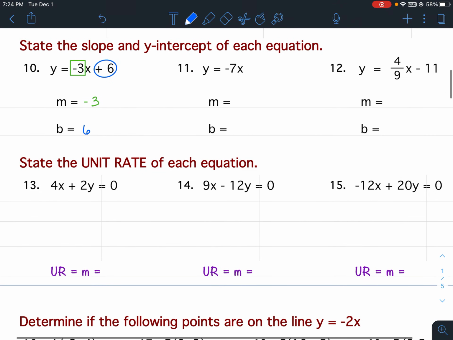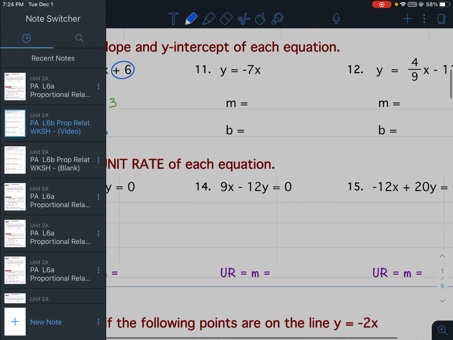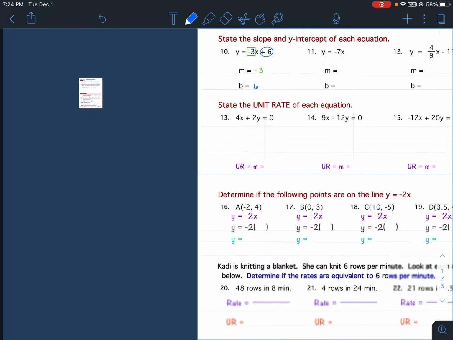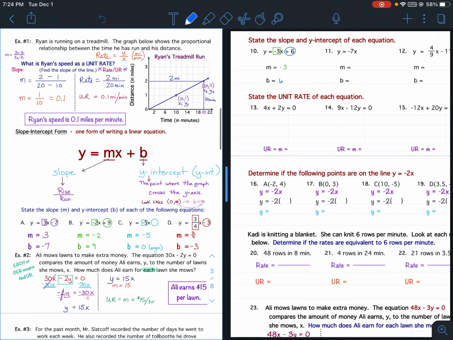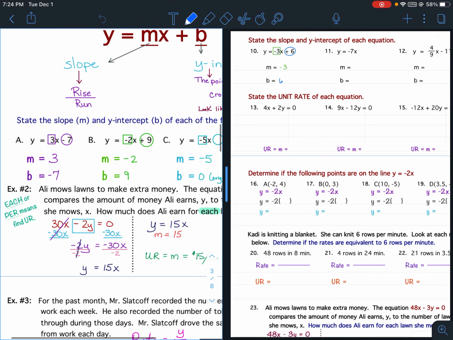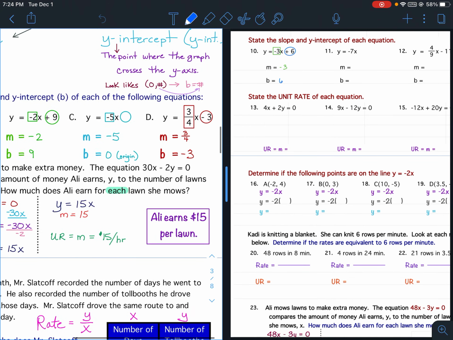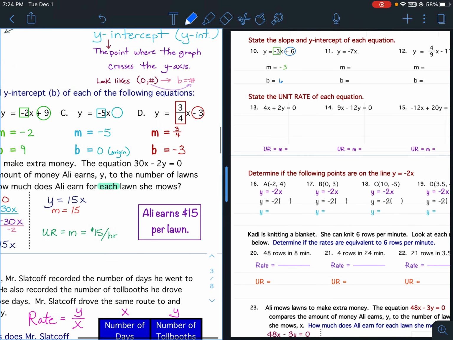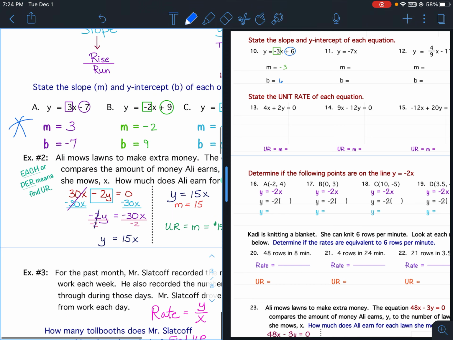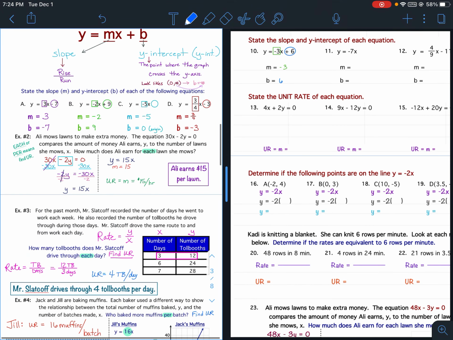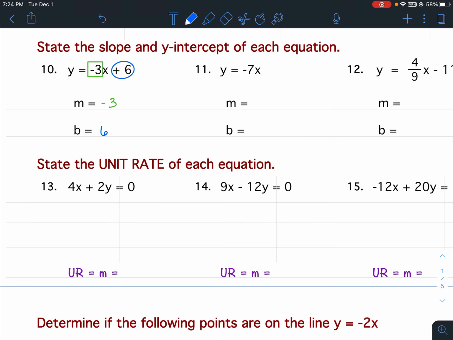If you need more help with that, you could go to the last set of notes. Right under example 1, you'll see the big y equals mx plus b, and underneath that, we did 4 examples right here in the middle, A, B, C, and D. If you need help, you could look at those to know what to do for questions 10 through 12.